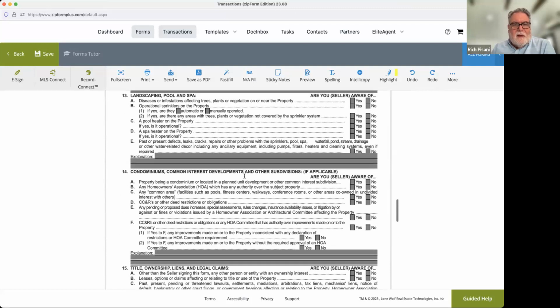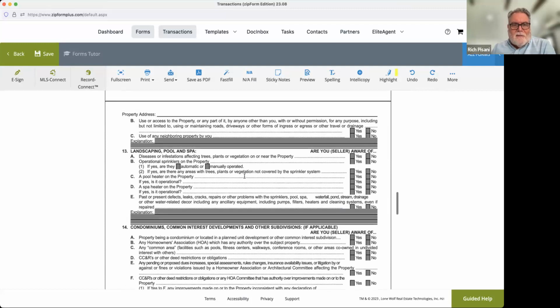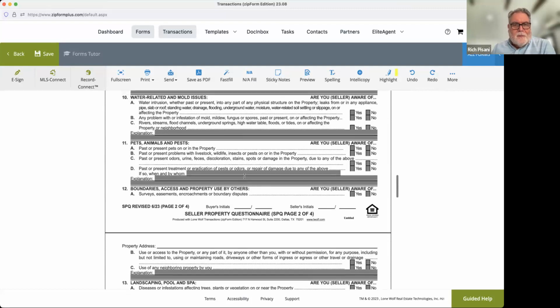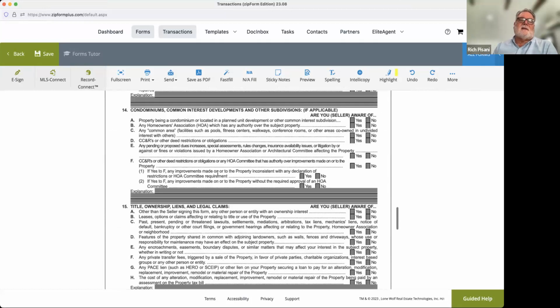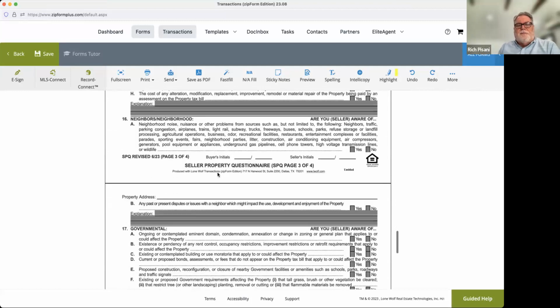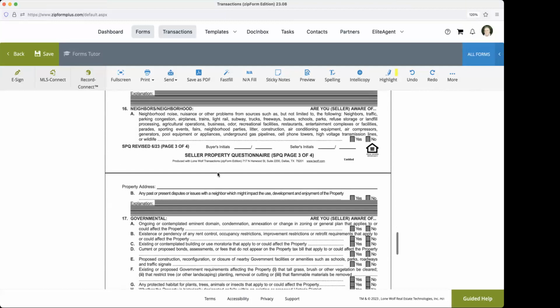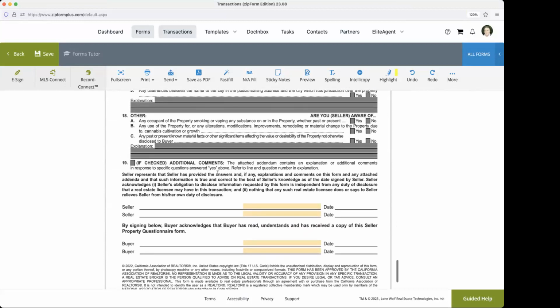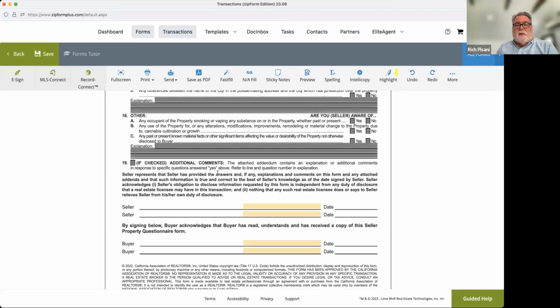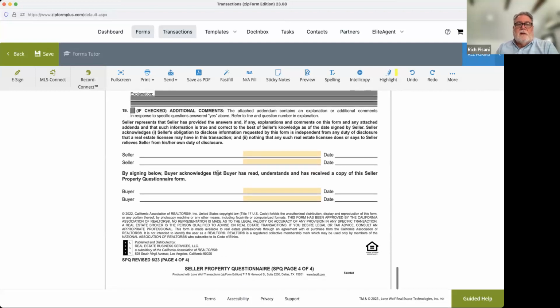I said that there was wildlife. Now pets, animals, is that where it is? Oh yeah, livestock, wildlife, insect, pets. That's where that is. Okay. Rich asks, if you're TDS exempt, are you SPQ exempt? Yes. If you don't have to do the TDS, you don't have to do the SPQ.